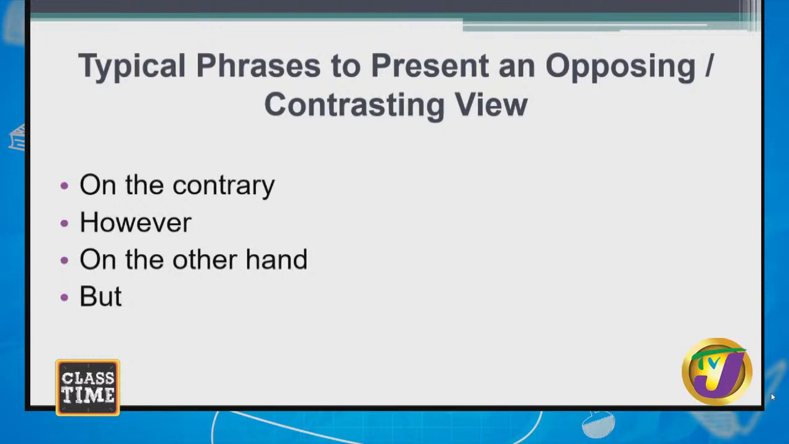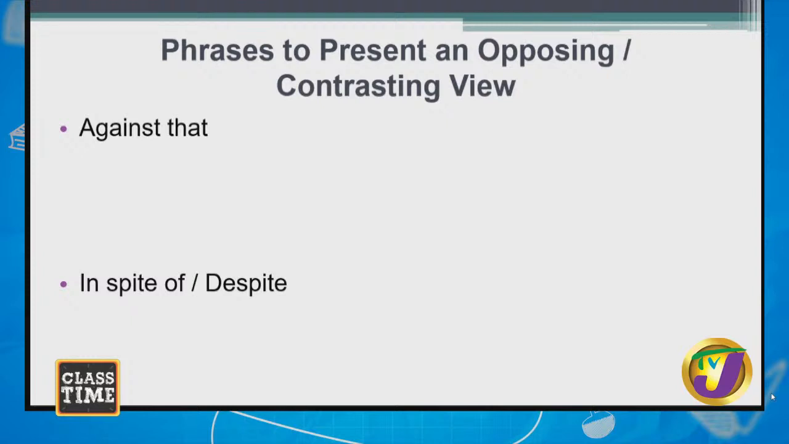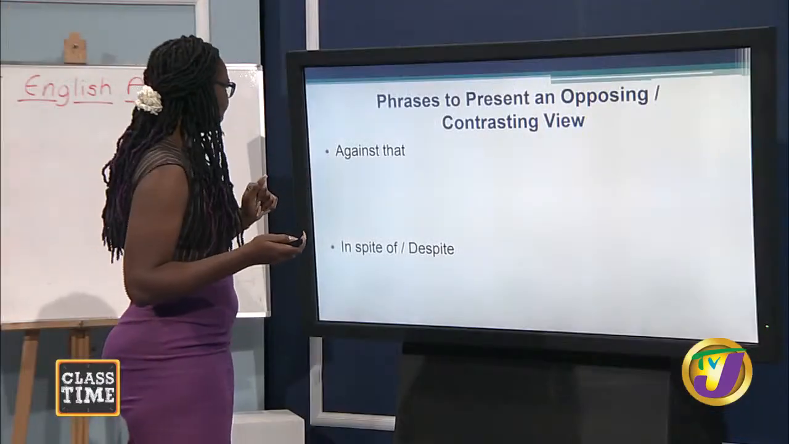So here are some other alternatives you could use to spice up the writing. So first alternative, against that. Next alternative, in spite of or despite. Think about that. How could you formulate a sentence or a point that presents an opposing or contrasting view using either of these two terms? Ready now? All right, let's see.